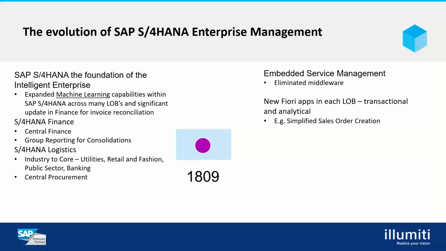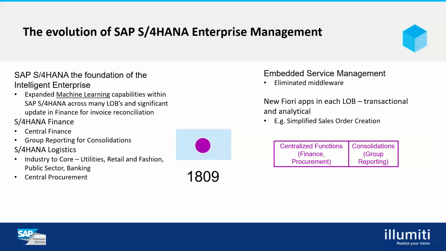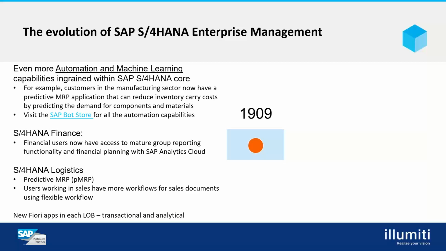So if we look at the highlights of 1809, centralized functions like finance, central procurement, and then the group reporting, to me, was one of those things. Some of the embedded and industry to core were already a theme that SAP had started in earlier versions of S4HANA. So going to 1909 then, we're getting close to 2020. Here, even more automation and machine learning was made available.